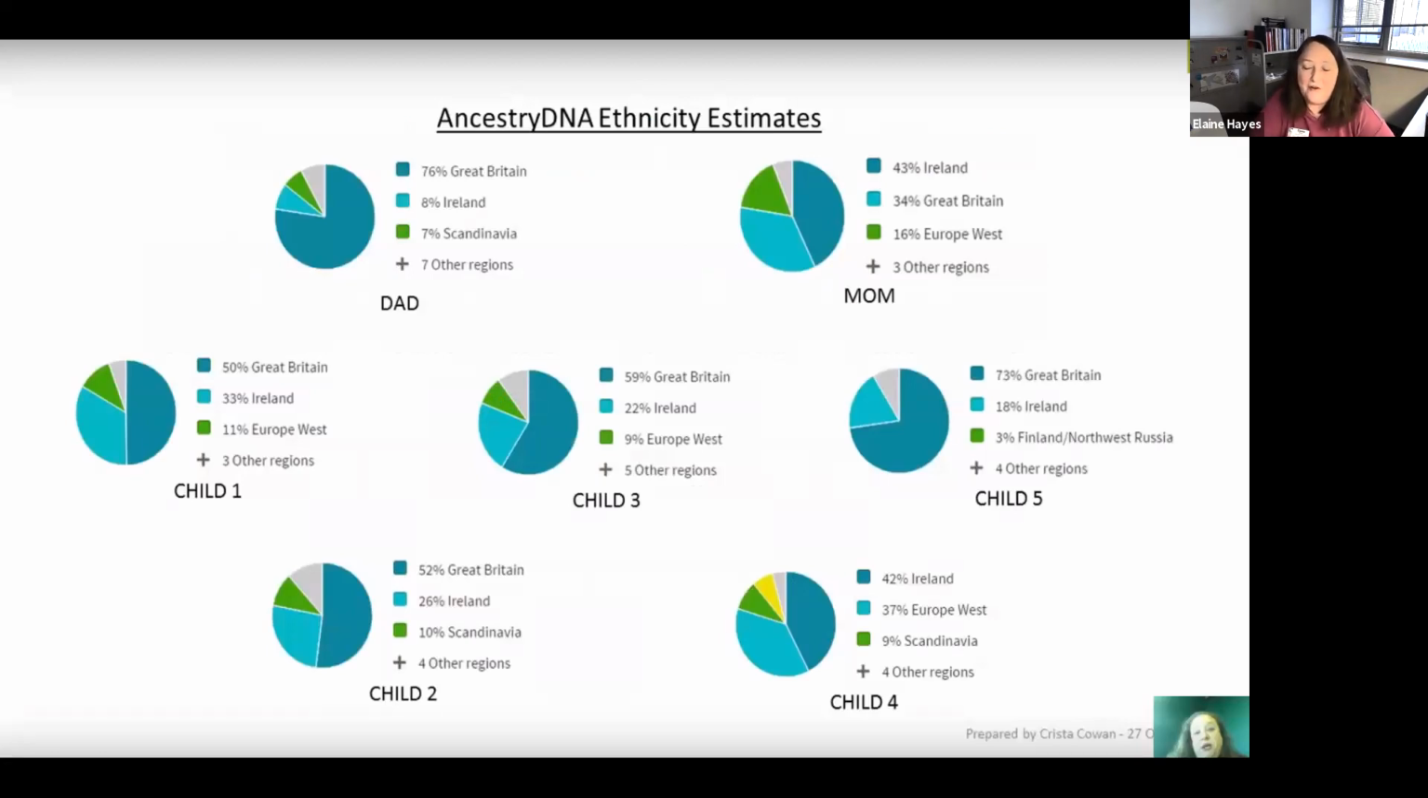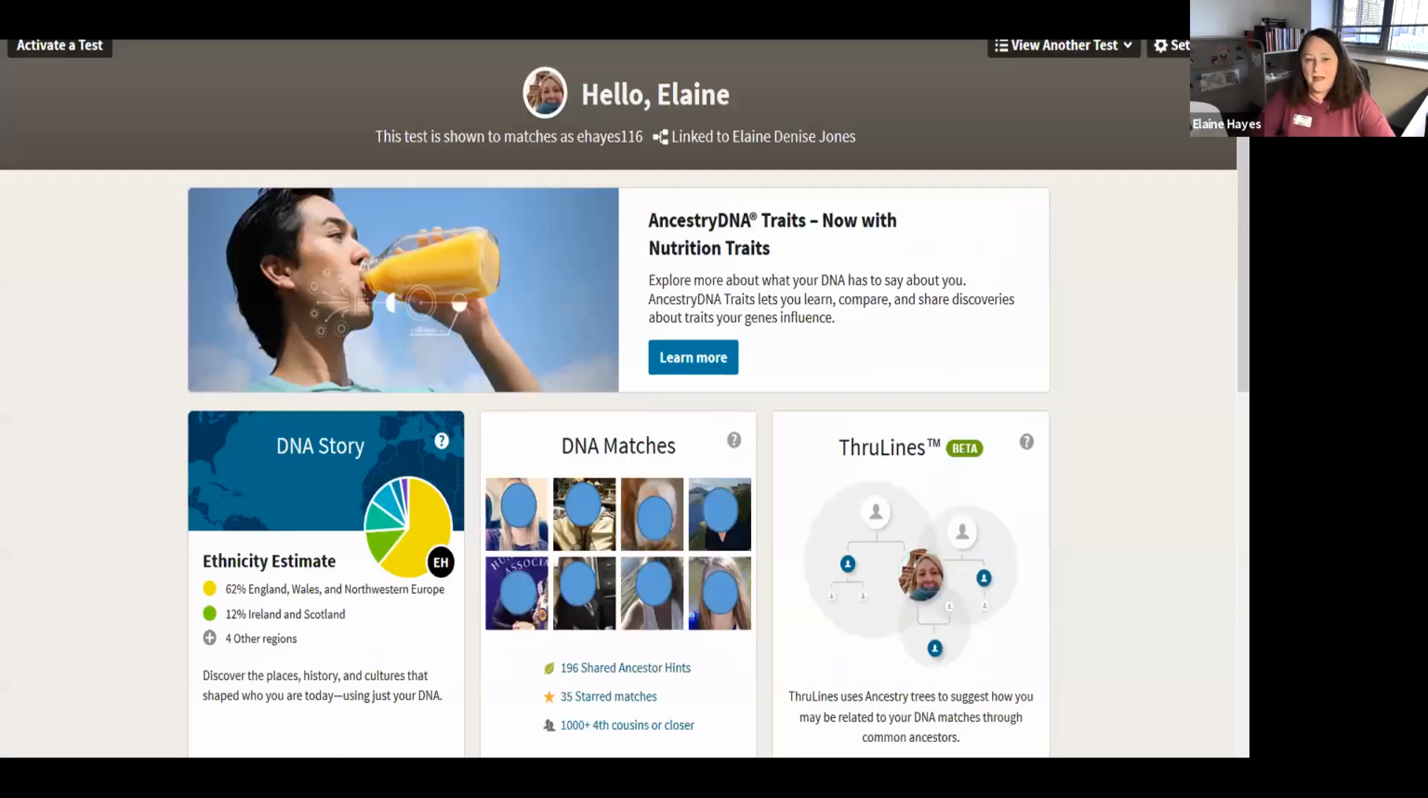And this is just another showing you a family. This is a family with 5 children, and mom and dad have all tested, and all 5 kids, and they have different ethnicity. And they're similar, and you can see the same regions showing up, but they don't look exactly the same. And that's normal.